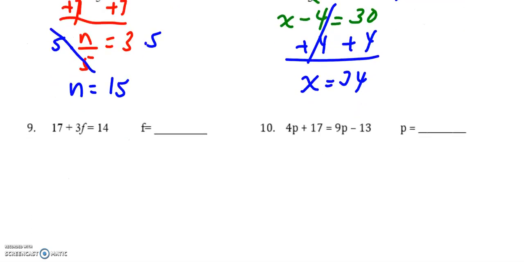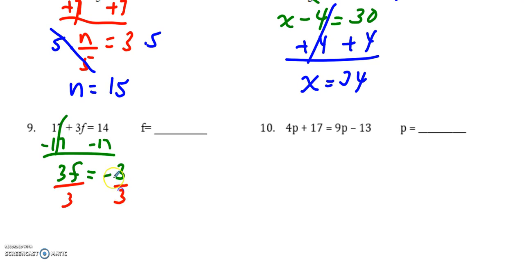Number 9, your goal is to get f alone. So to do that, we need to move the non-attached 17, and because it's positive, we're going to subtract it. So we have 3f equals 14 minus 17. Just be careful with your signs. Negative 3. Divide both sides by 3. Multiplication, division, or inverses. F would equal negative 1.